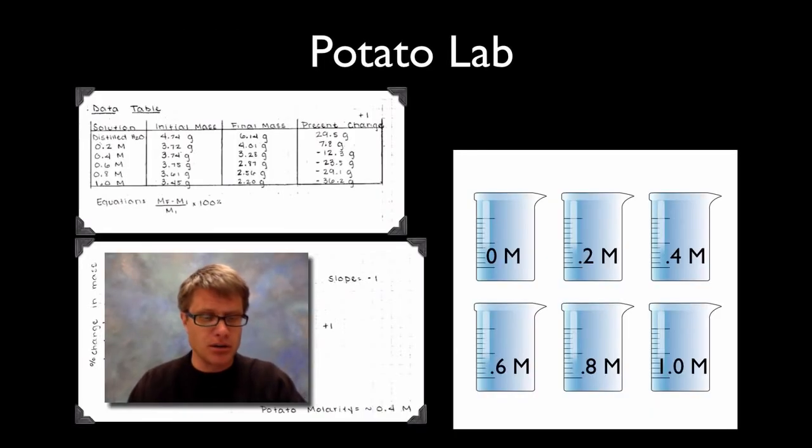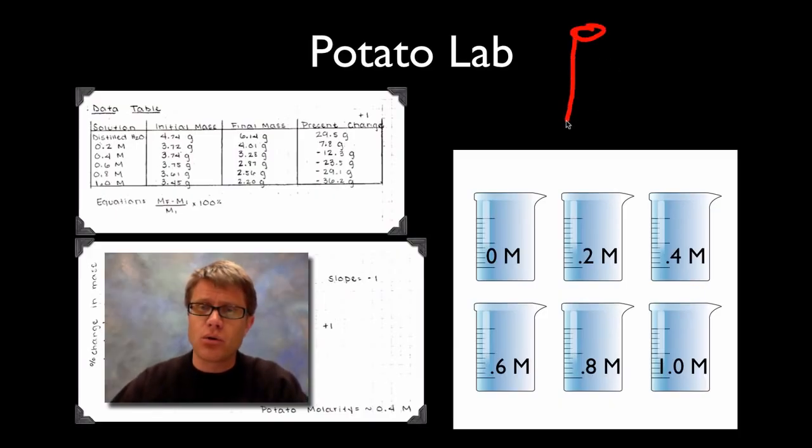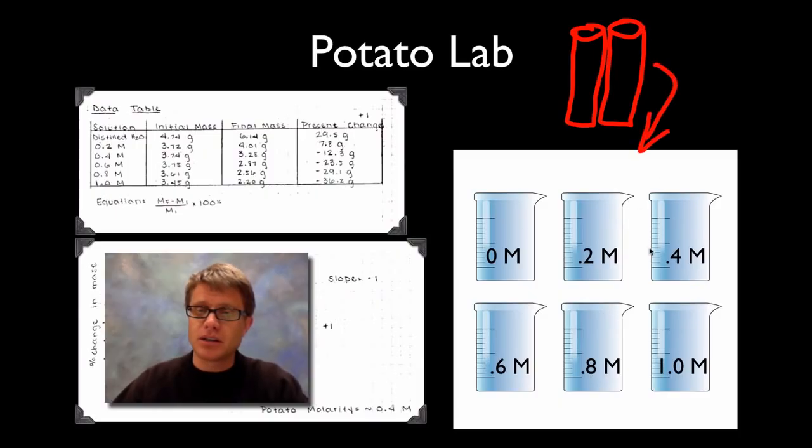In the potato lab, what you're going to do is core potatoes. So you're going to basically cut out a little core of a potato like that. We usually use about 3 of those. And then you're going to put them into beakers containing different sugar concentrations. We're going to put it in distilled water, or 0 molar, 0.2, 0.4, 0.6, 0.8, and 1.0 molar. So this is a ton of sugar inside it.